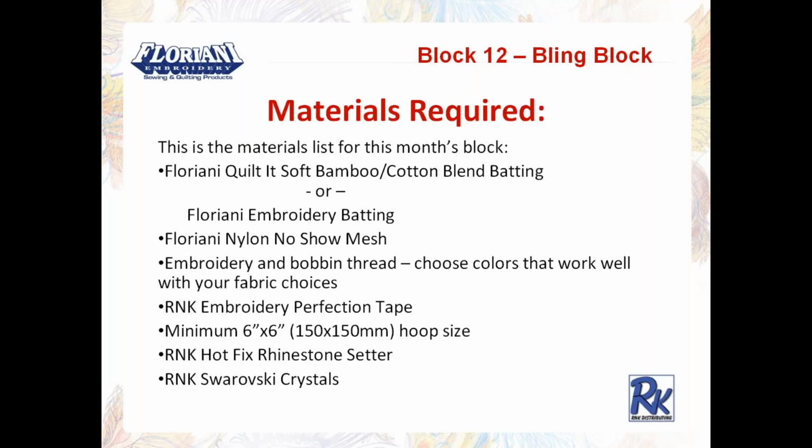First of all, you're going to need some Floriani quilted soft bamboo cotton blend batting or Floriani embroidery batting. It's up to you. You're going to need some Floriani nylon no-show mesh stabilizer, some embroidery and bobbin thread, and you want to choose a color for the top thread that works well with your fabric choices. You're going to need some of the R&K embroidery perfection tape. That's the pink tape. You're going to need a minimum 6" by 6" or 150 millimeter by 150 millimeter hoop size. And you're also going to need our R&K Hot Fix Rhinestone Center.